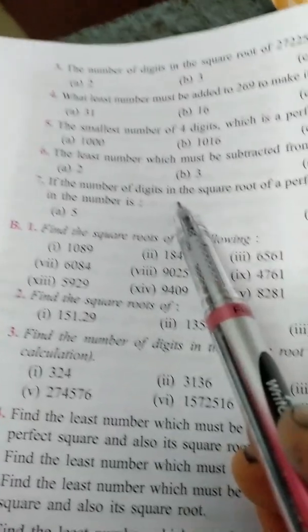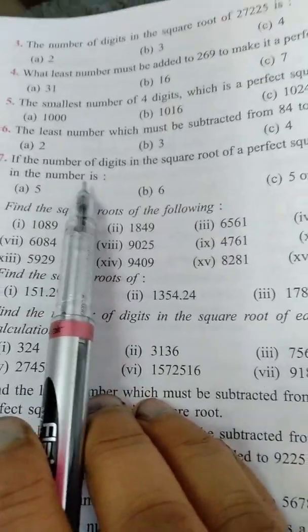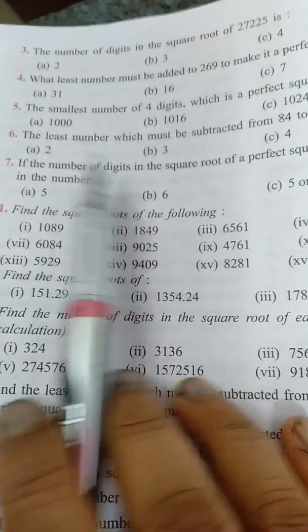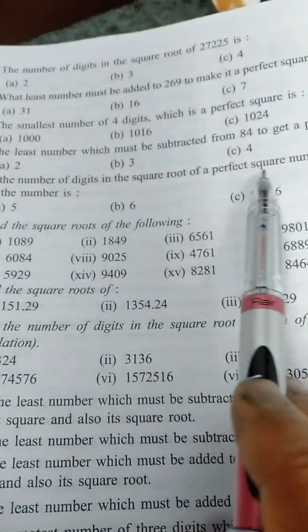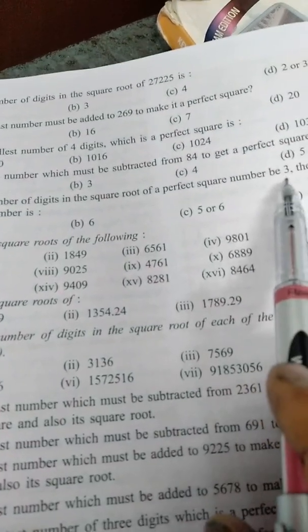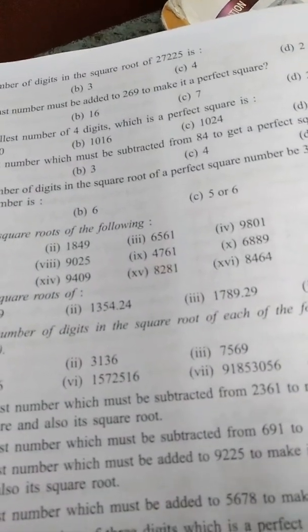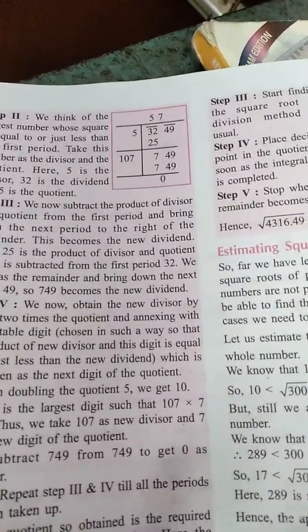Next question, question number 7. If the number of digits in the square root of a perfect square number is 3, then the number of digits in the number is. Now they are asking the opposite: if the square root has 3 digits, then what will be the number of digits of the perfect square? One example is given in your book to explain this.